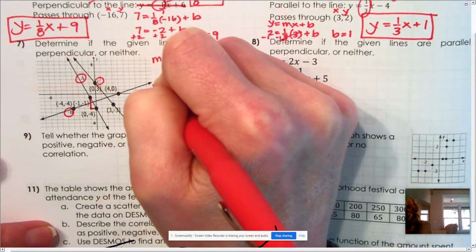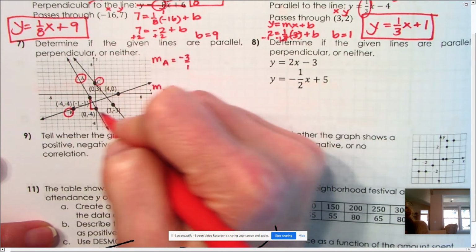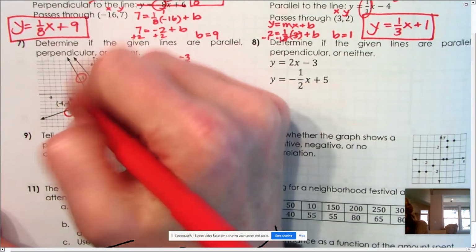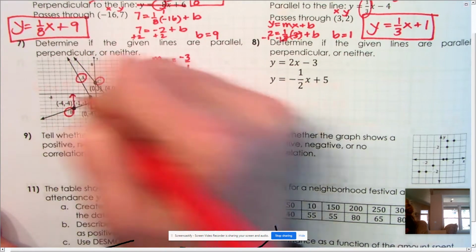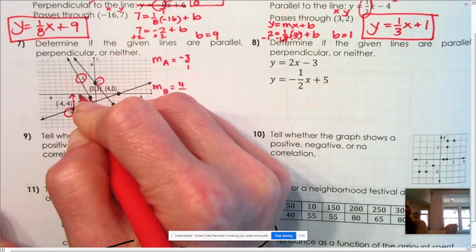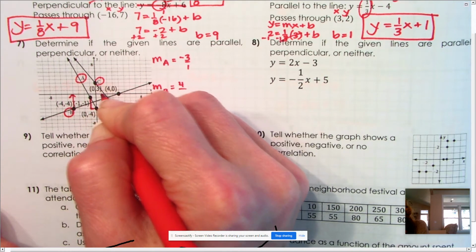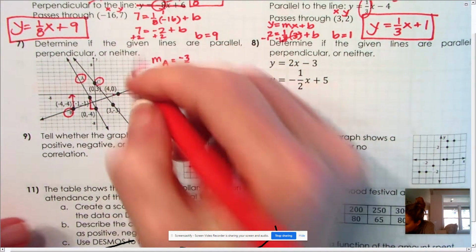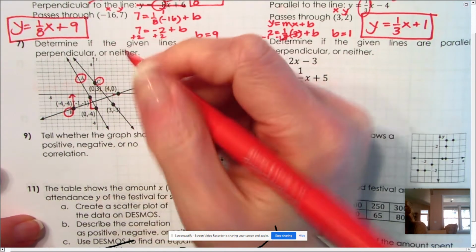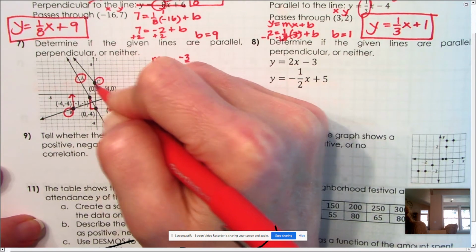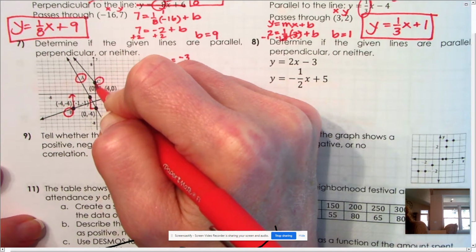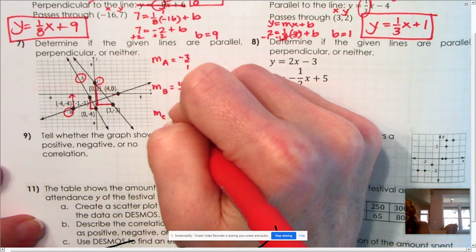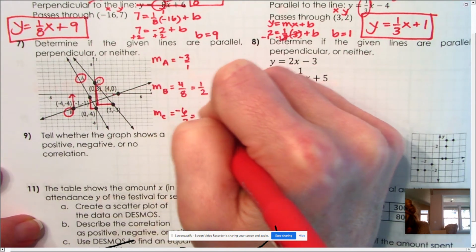I'm going to find the slope of line B, which, it's kind of hard to tell in here, I'm just going to go from this first point to this last point. So this goes 1, 2, 3, 4, up by 4, over by 1, 2, 3, 4, 5, 6, 7, 8. So if I reduce that, that's a half. And then I'm going to find the slope of line C, and I'm just going to use those points again. So that goes down by 6, over by 3, which is negative 2 over 1.